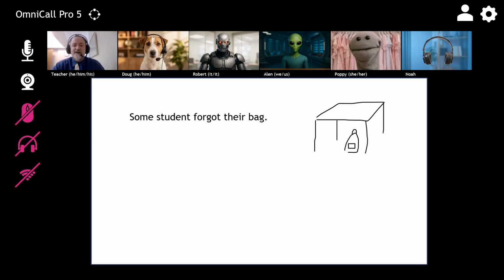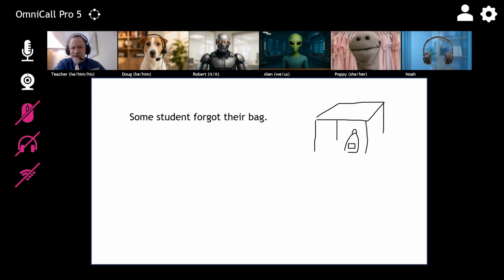Okay. Some student forgot their bag. It is the end of a class. All of the students leave the classroom. One student has put their bag under the table and not taken the bag with them. So when I say some student forgot their bag, okay, yes, it is true that I don't know the name of the student, but the reason I'm using singular form is not because I don't know, it's because there is one student.